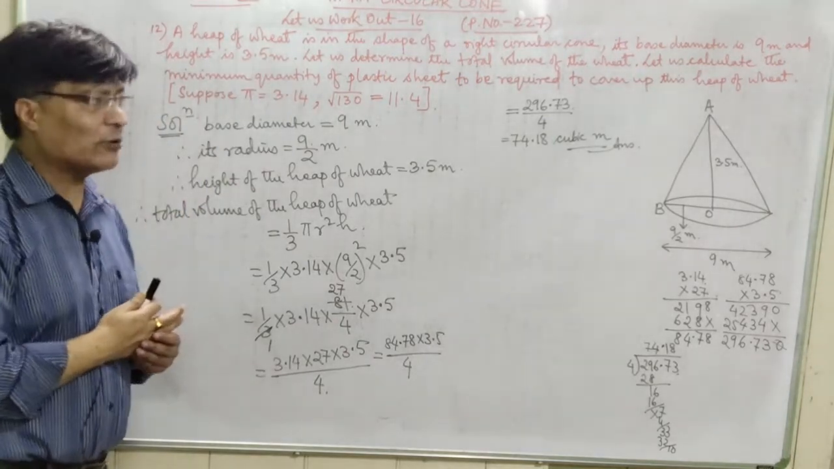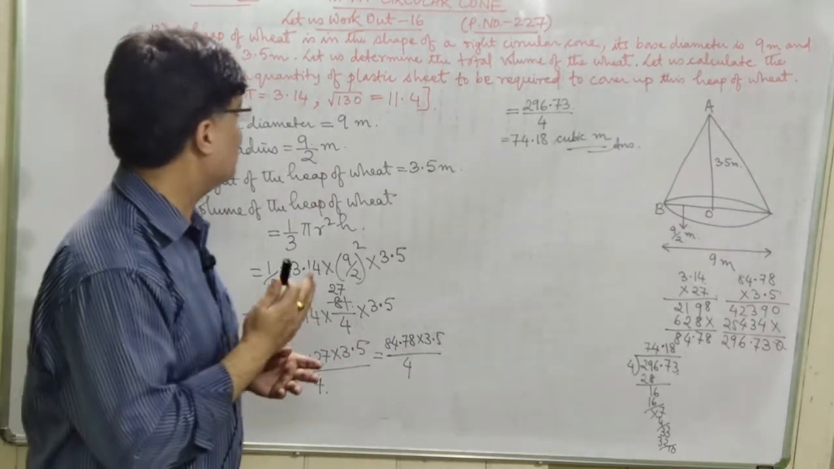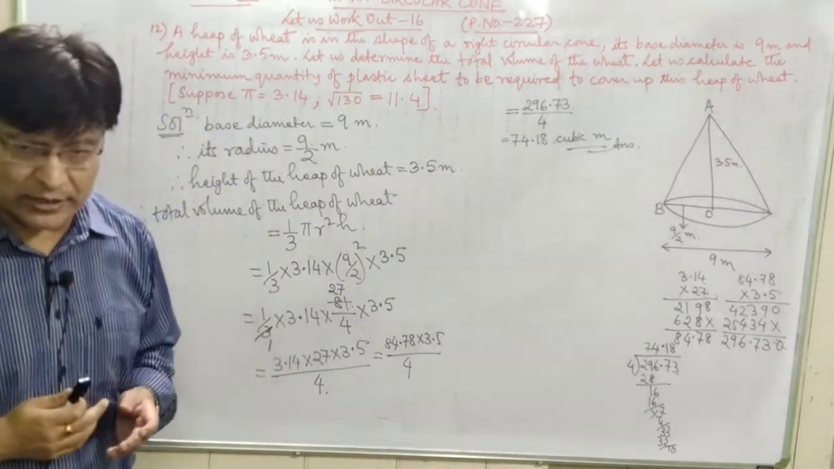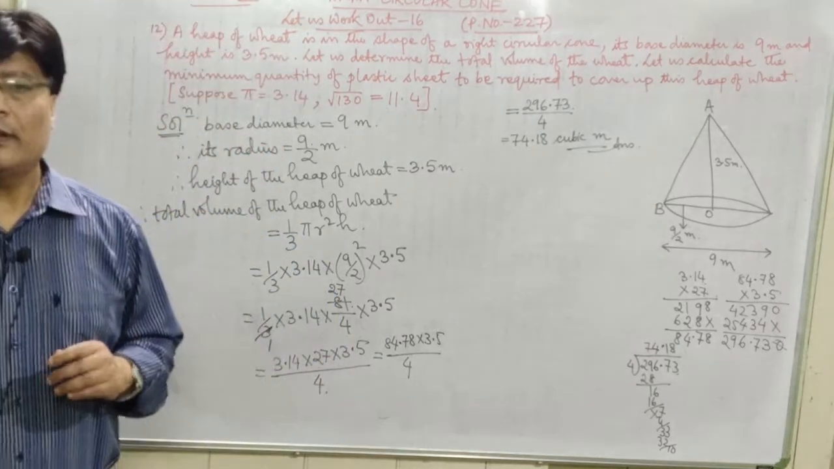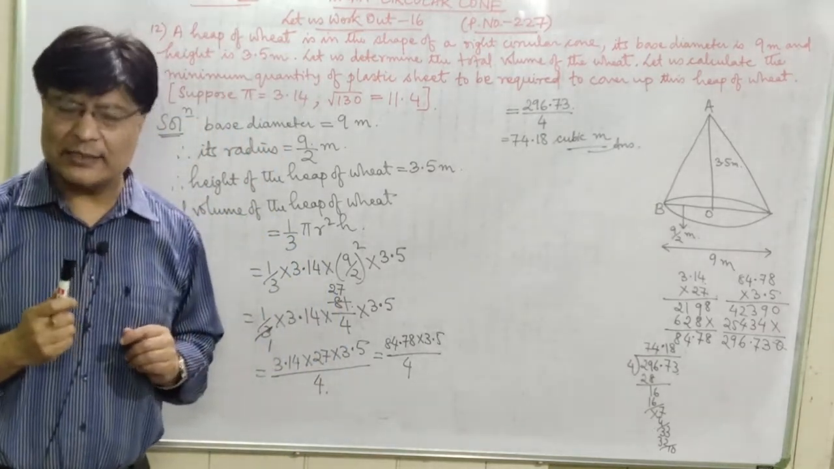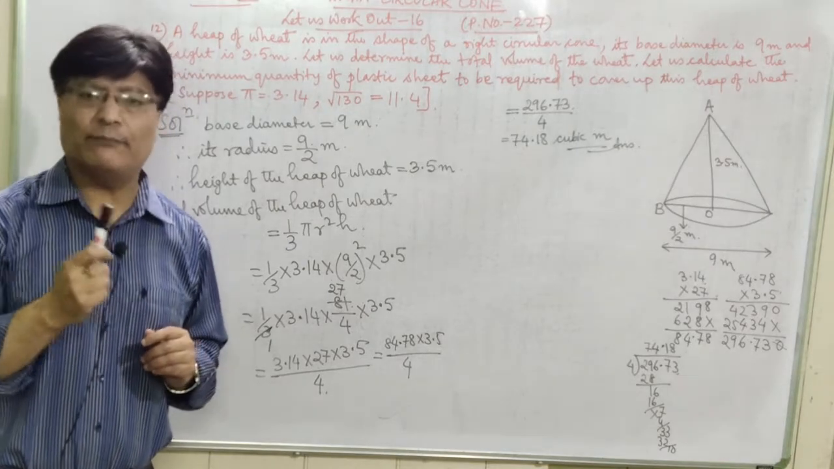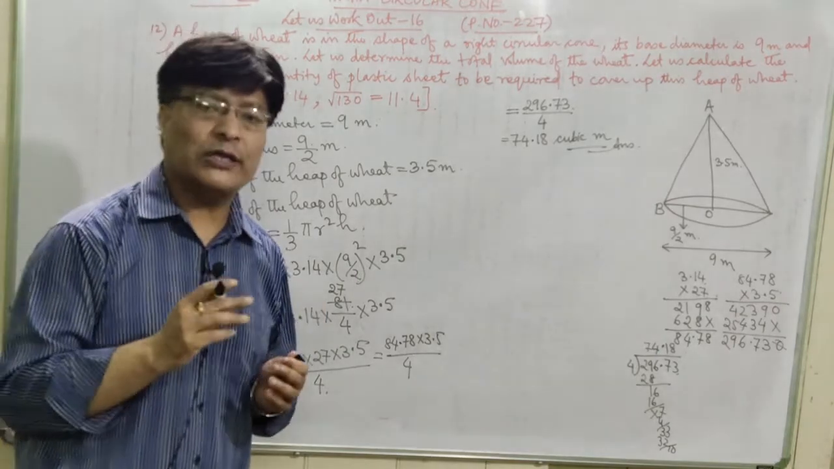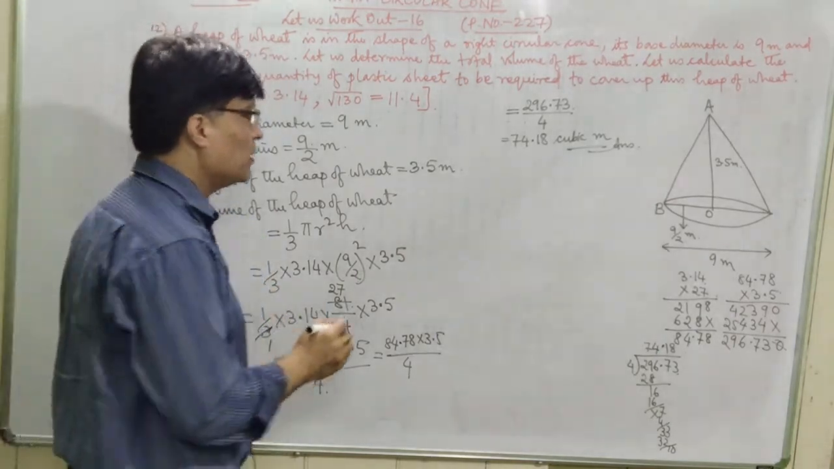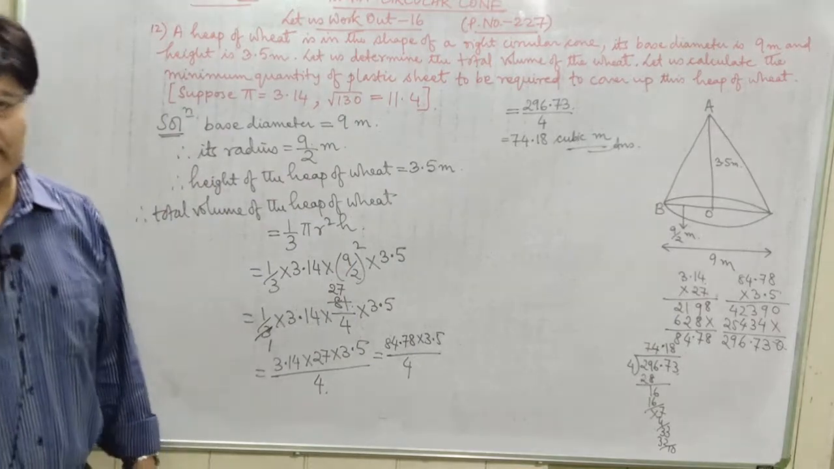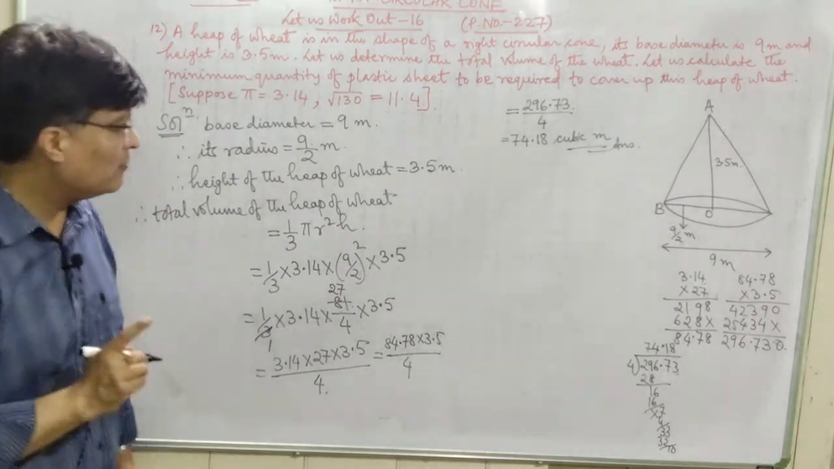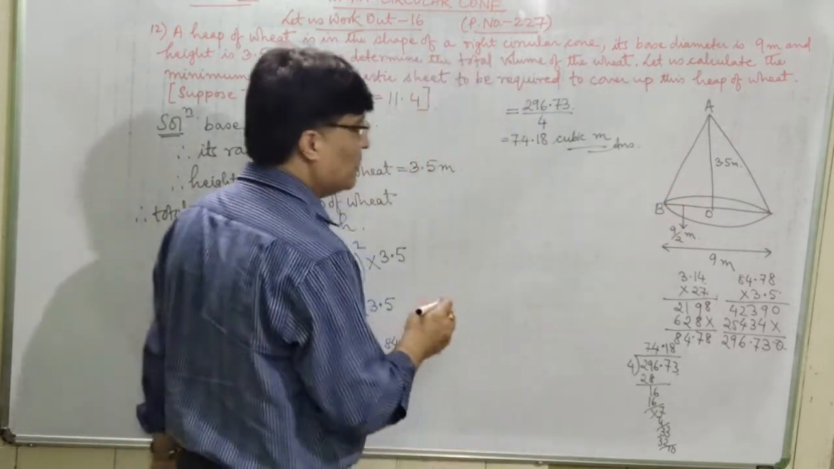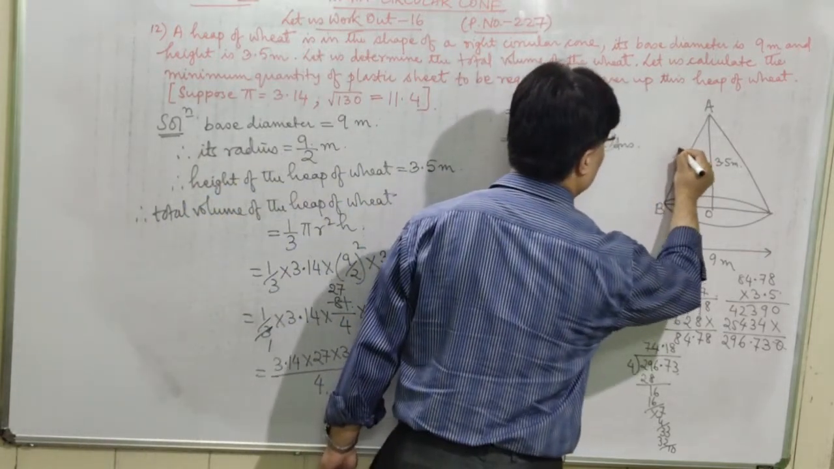So next, what is to be calculated? You have to calculate the minimum quantity of the plastic sheet that is required to cover up this heap of wheat. That means you have to find out the curved surface area of the conical heap of wheat. Do you know the curved surface area of the right circular cone? It is pi RL. You know the radius, that is 9 by 2. L should be calculated. L means slant height, isn't it? This is your slant height.